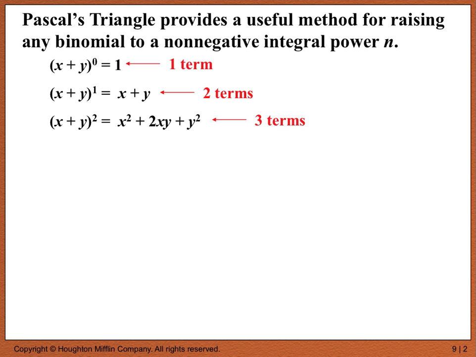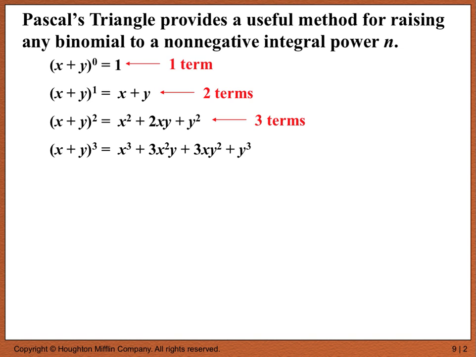And now I'd like you to do the following multiplication on your own. X plus y cubed. You'll realize that's a bit tedious, but there's a reason why I want you to do it. So pause the video, calculate x plus y cubed on your own, and then resume.